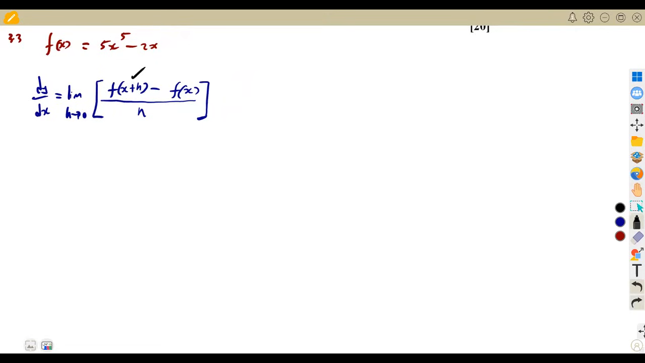You're going to start with f of x plus h, right? So f of x plus h means in place of x, wherever there is x, we are going to substitute x plus h. So that is going to be 5 into x plus h, to the exponent of 5, minus 2 into x, and our x is now x plus h. So that is it.